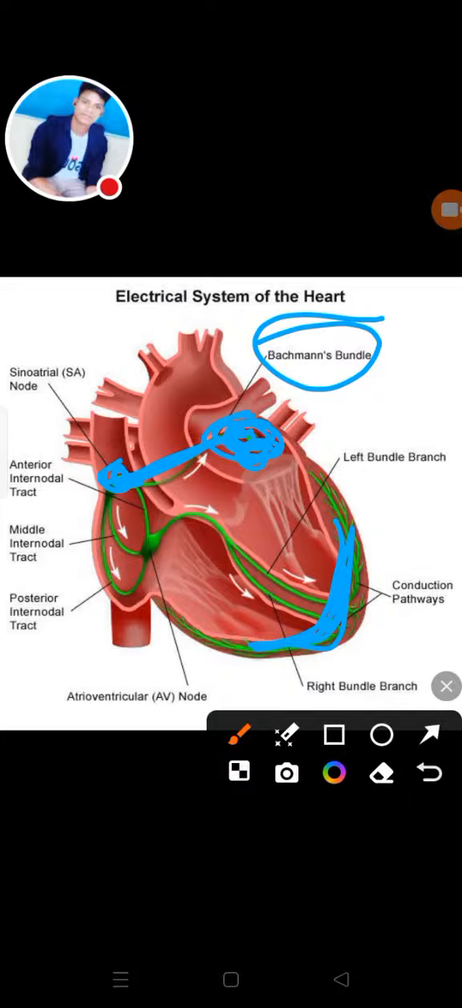It means the nearest point, the separate bundle present at the left atrium, is called the Bachmann bundle. That bundle gets the highest electrical impulses during the conducting system of the heart. The highest electrical impulses reach the left atrium. That's why it is called the Bachmann bundle.